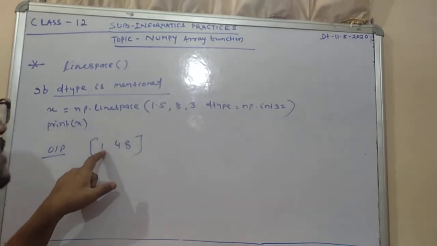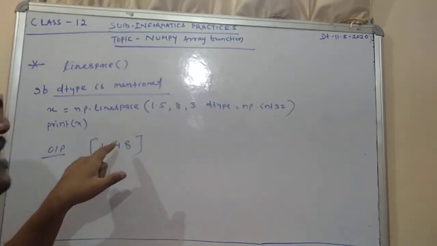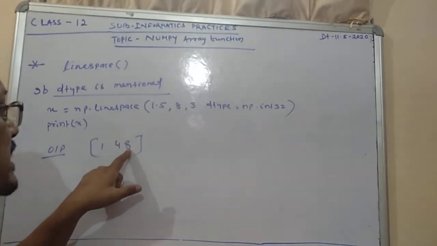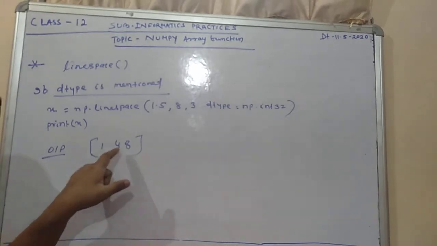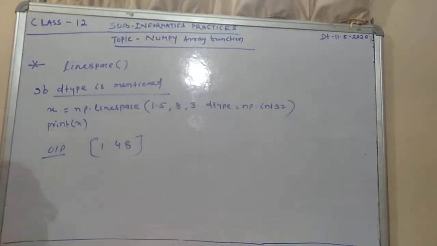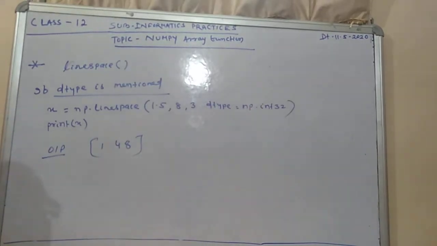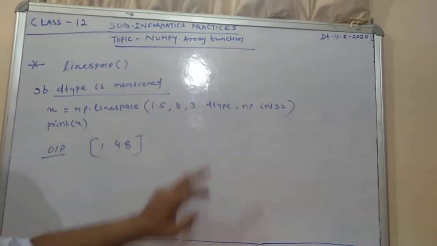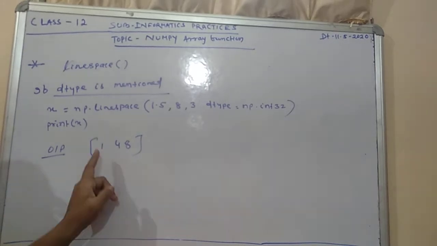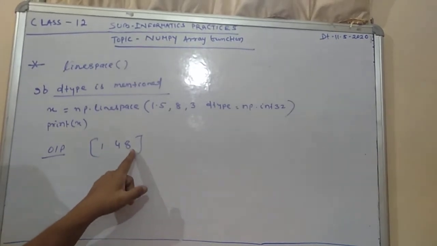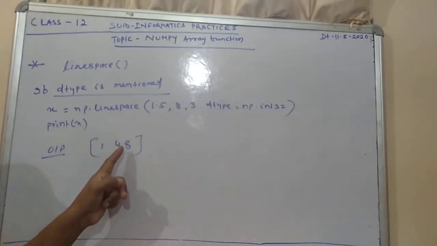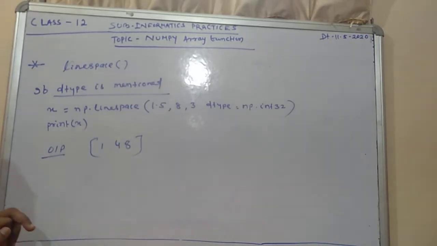But in this case, 1 will be the starting point and 8 will be the end point. And in between, I already told you, int32, a difference of 3 will be there. 1 plus 3 is 4, 4 plus 3 is 7, that is what should be. But 8 minus 4 is coming 4, and then 4 minus 1 is coming 3. So how is it possible?